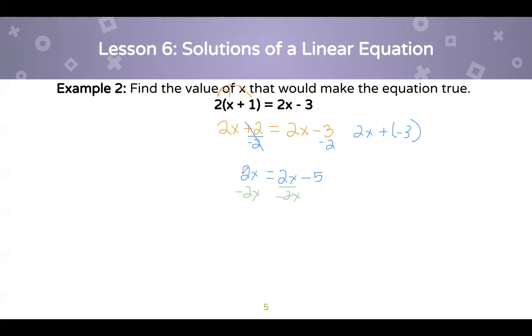Because if I do this, 2x minus 2x, well, over here, that cancels out. It also cancels out over here, which might look like something like 0 equals -5. But does 0 equal -5? Of course not. So here we would say there is no solution. So this is an instance where there is no solution to this equation.